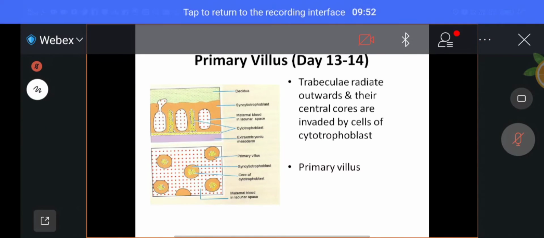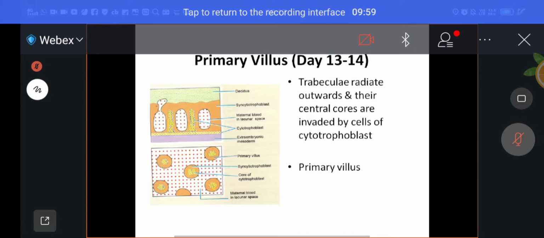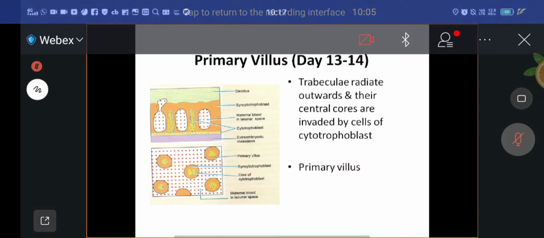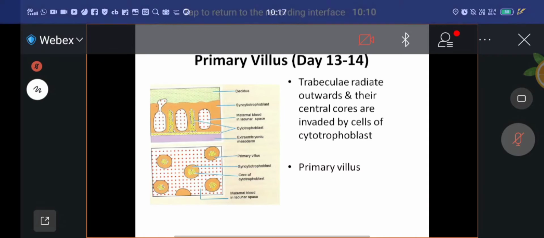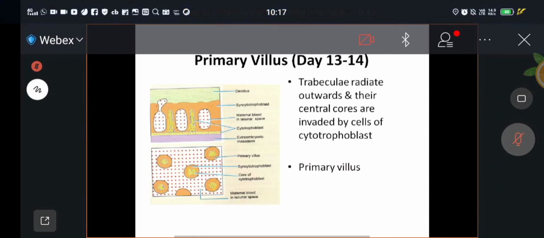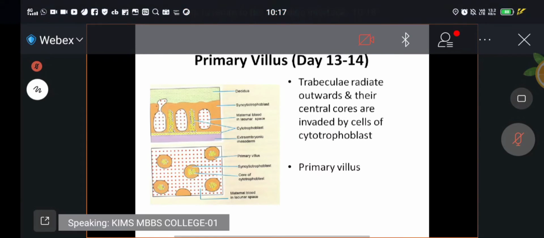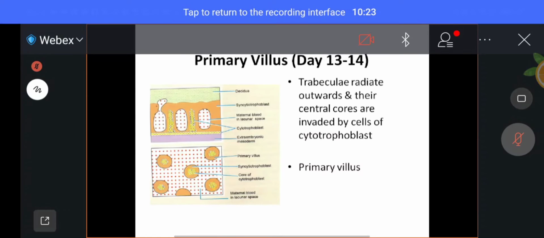Once they invade the decidua, the maternal blood vessels, the blood vessels of the mother, will be eroded. Once the endothelium of these blood vessels is eroded, the blood from the maternal side will be poured into these lacunar spaces, and these lacunar spaces are filled with maternal blood. Like this, the fetal and maternal, or uteroplacental, circulation starts.